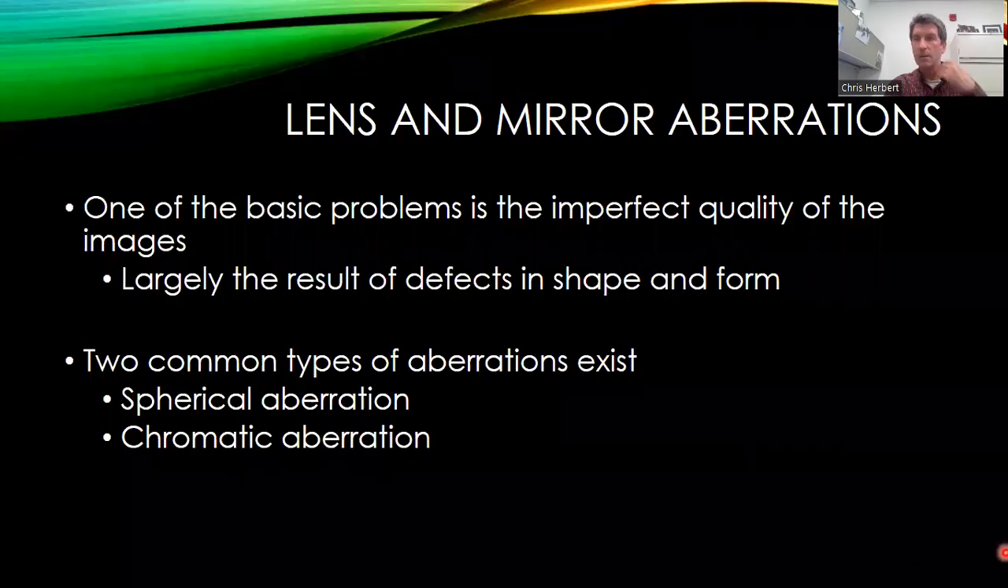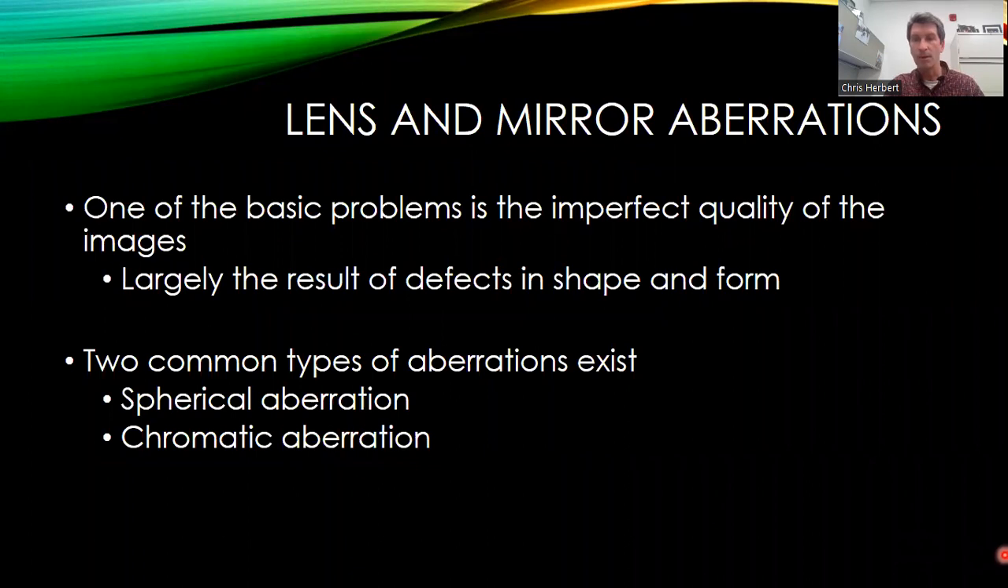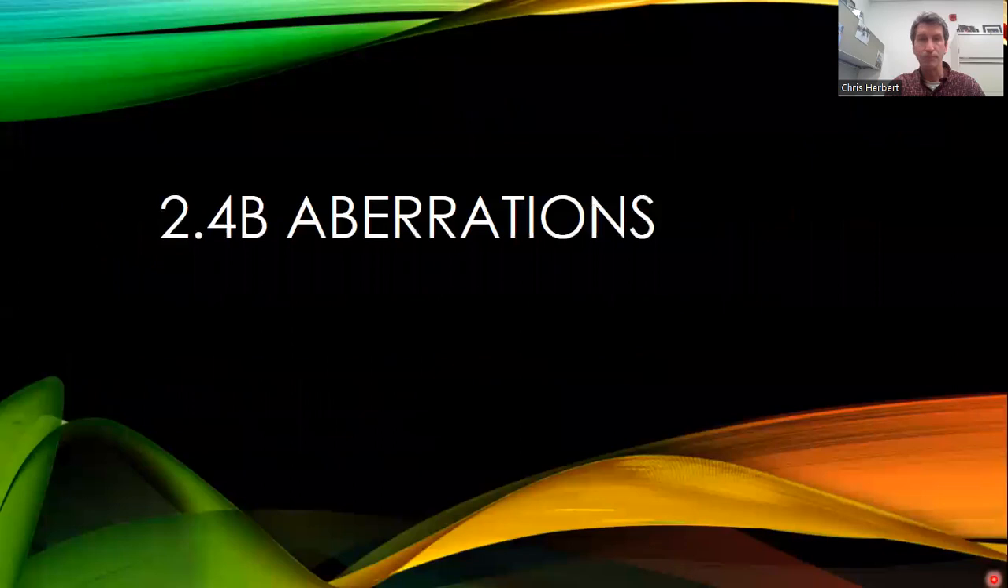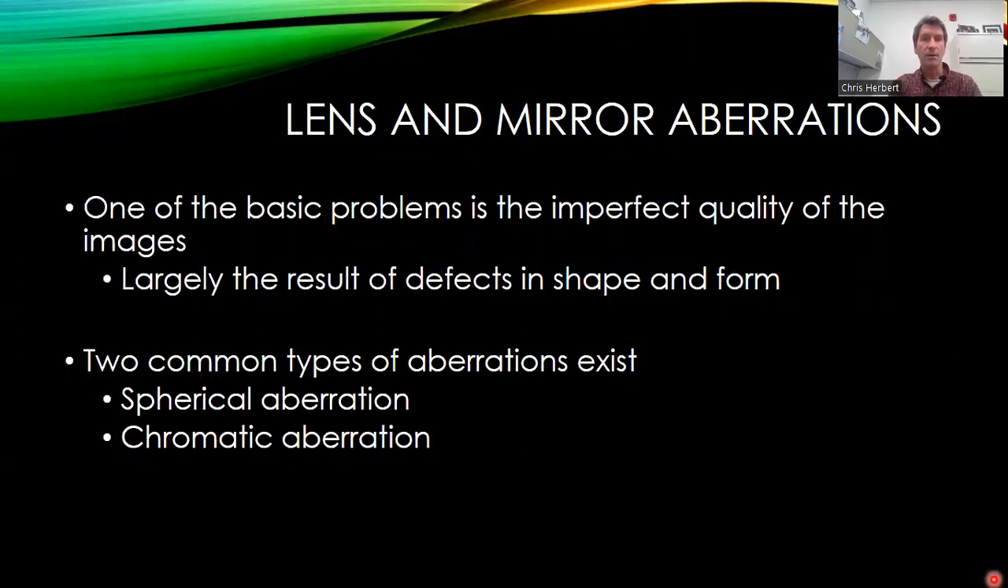Okay, so we're going to take a look at aberrations. This is sort of an addition to our section 2.4. Aberrations are basically the case where we get an imperfect focus, and this leads to a blurry image. The two most common are spherical aberration and chromatic aberration.